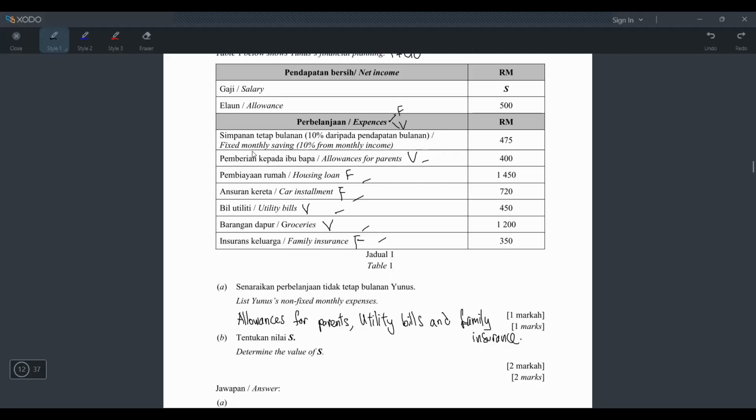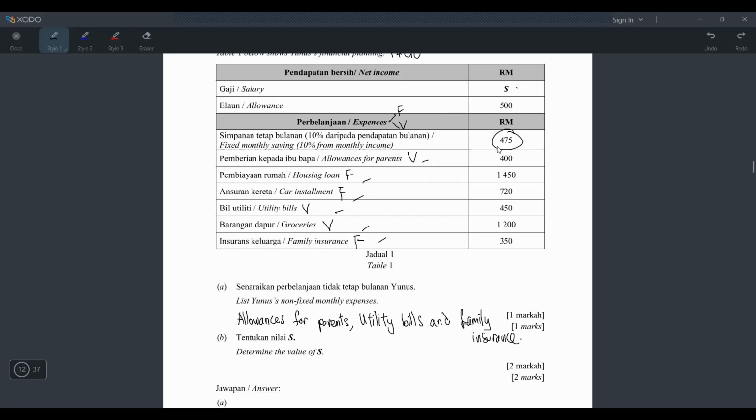So what is fixed monthly saving? Monthly saving means from the total income, you save a certain percentage from your monthly income. So you didn't spend the money, you just save a percentage for emergency. So it's like from your total income, you save like 10%. But you didn't spend the money, you just save it. So in a way it's not actually expenses, it's like a saving. You will just save it in the bank. So they save 10% and it's 475.